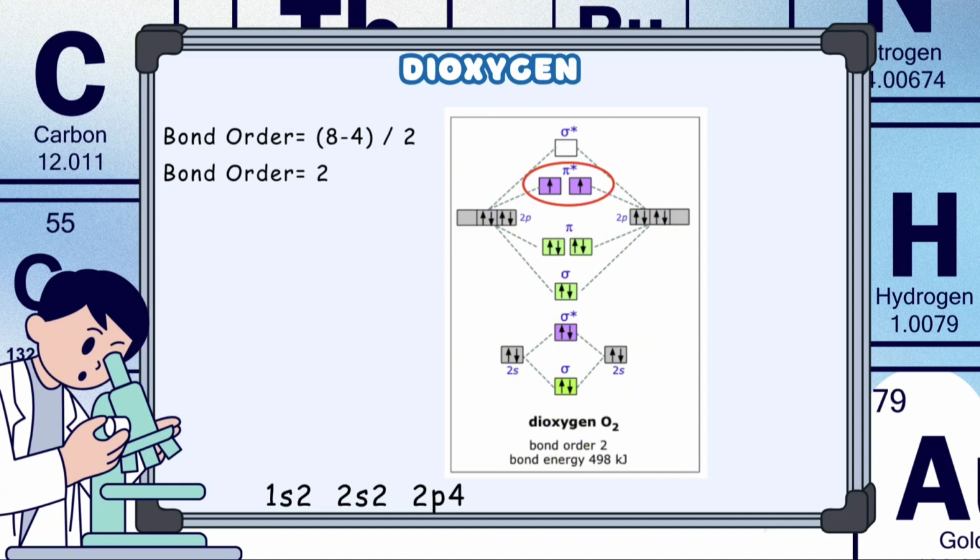In bond order, we get two, because we have eight electrons in the bonding area, and four electrons in the anti-bonding area. Divided by two, we have a bond order of two. So again, oxygen is a paramagnetic substance because it has unpaired electrons.